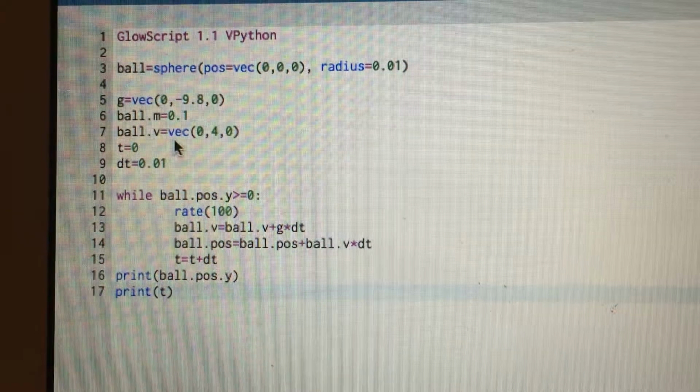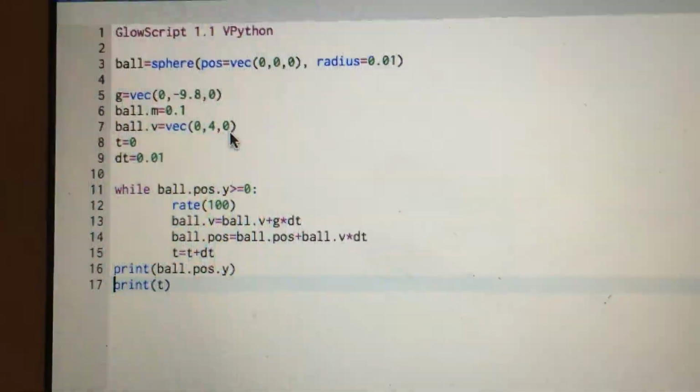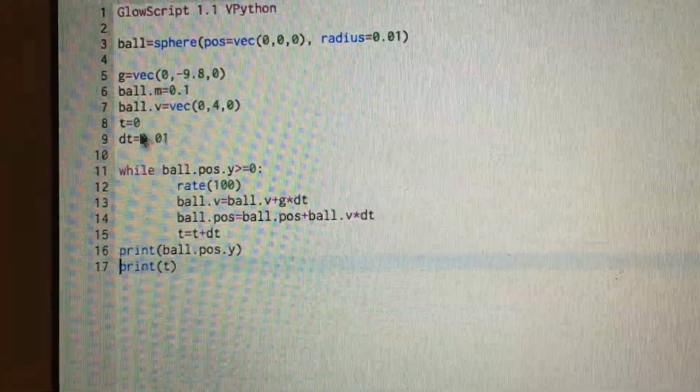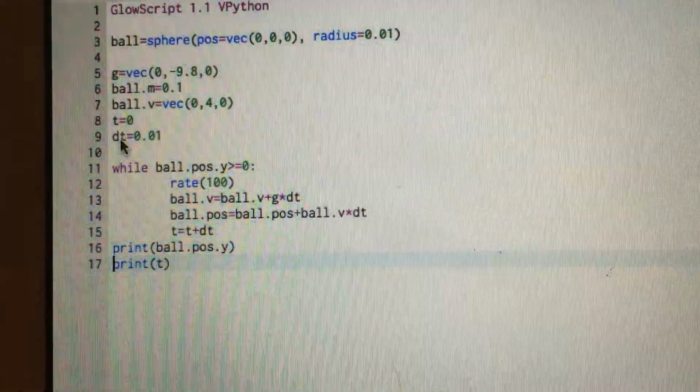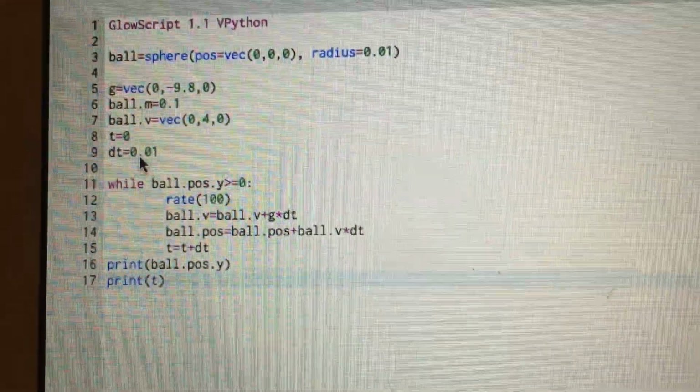Give the ball a velocity, which is also a vector of x equals 0, y equals 4, and z equals 0. A time at t equals 0, and a delta t of 0.01.